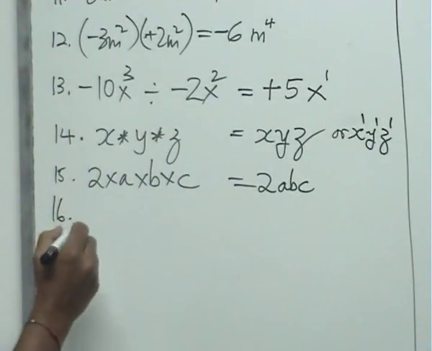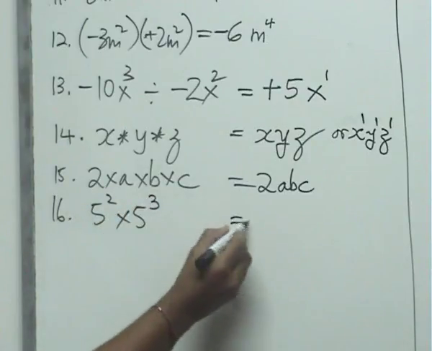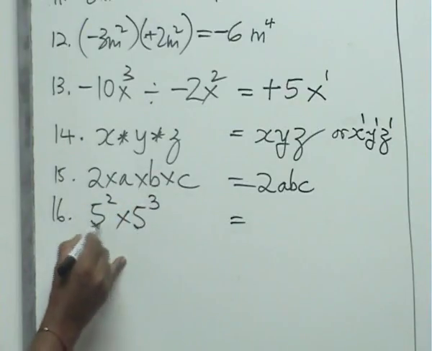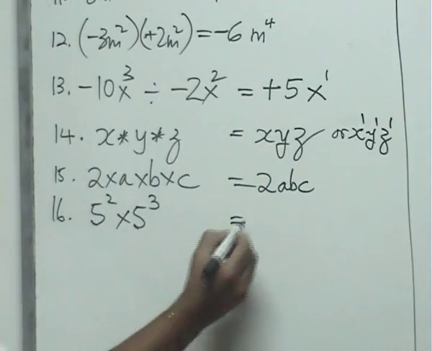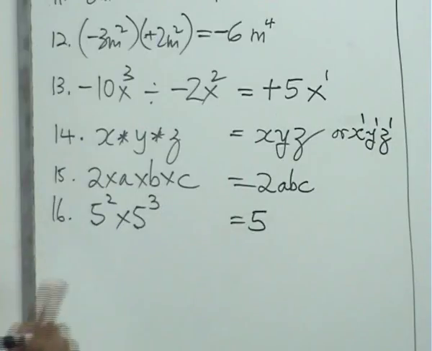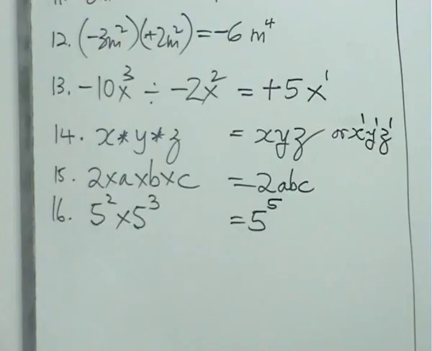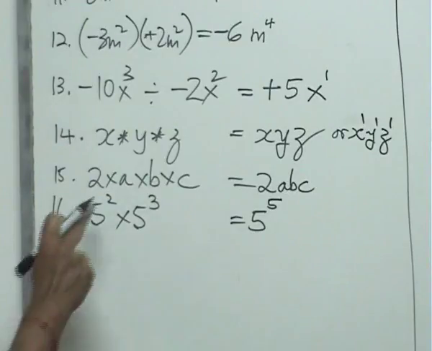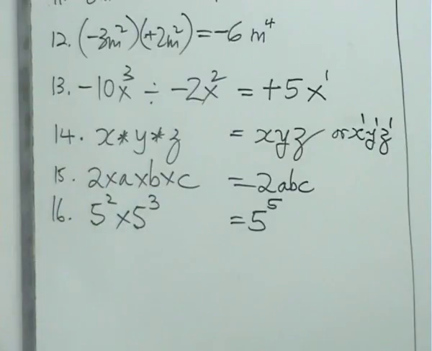Number 16. 5 squared times 5 cubed. Now remember, the base can be a number or a letter. This time the base is a number, so the base is 5. You write down 5 once. And then you add the indices, 2 plus 3, 5. So remember, the base can be a letter or the base can be a number.